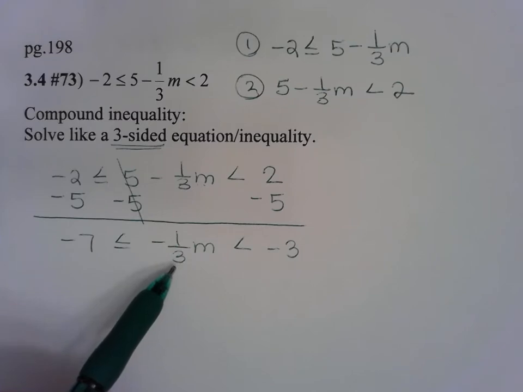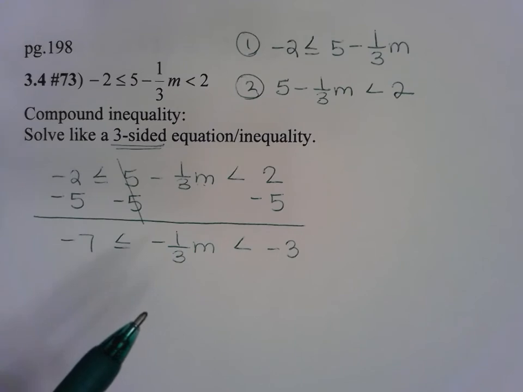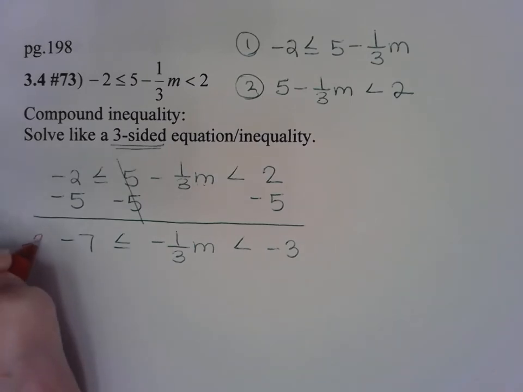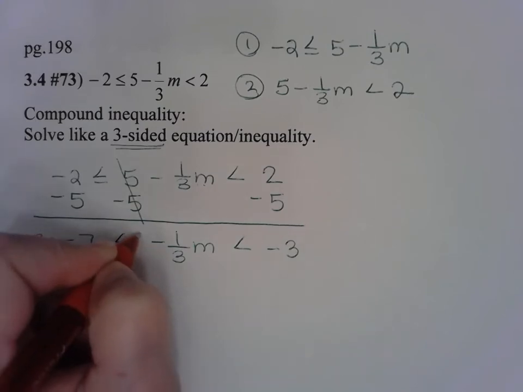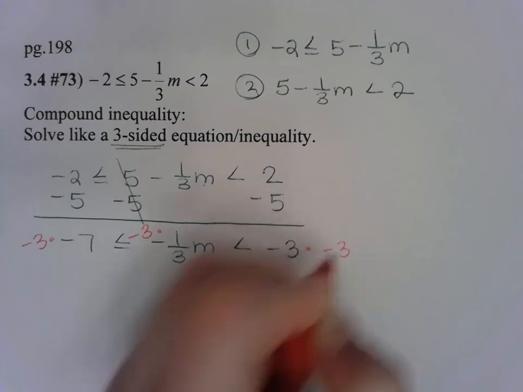My next step is to remove this negative 1/3. You can do it by dividing all three parts by negative 1/3, or we could do it by multiplying by the reciprocal. I think I'll do it that way this time. So the reciprocal, if I were to flip over negative 1/3, I would get negative 3. So I'm going to multiply the left, the middle, and the right by negative 3.